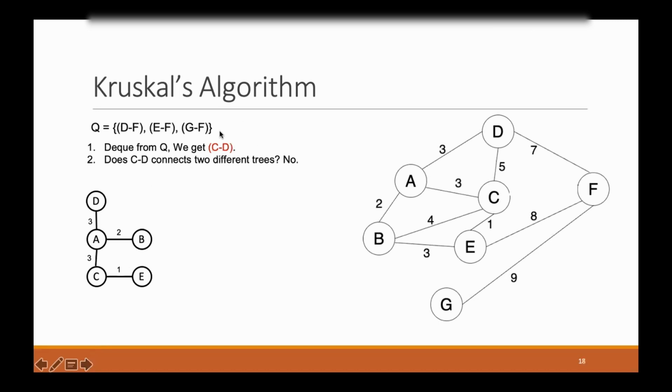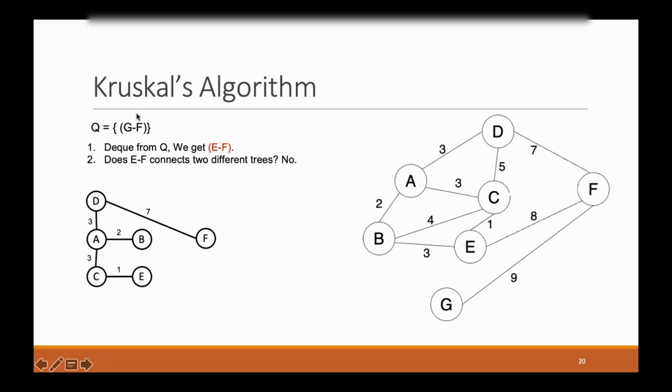Next, we dequeue again, and we get CD, and we ask the same question, does CD connect two different trees? So in our tree here, C and D are not connecting two different trees. Those two are now part of the same tree. So we are not going to put that in the forest. Next, we dequeue again and we get DF. DF, we ask the same question. Does DF connect two different trees? The answer is yes. F was not present here. So DF is connecting two different trees. So we put it in our forest.